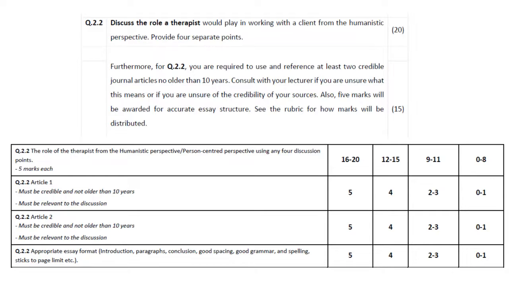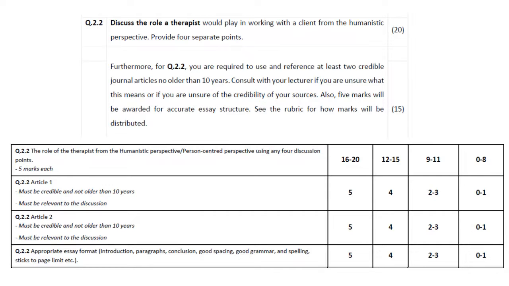But the most important part here, again, is it's asking you to use 2 credible journal articles no older than 10 years. So the same as the question before that, you need to be very careful about the journal articles that you select. And this is an essay question, and I put the rubrics underneath so you can see how the marking is broken down. When we say an essay question, an essay format, it means there's got to be a clear introduction and a clear conclusion. Don't repeat yourself in the introduction and conclusion, make them different, that it's written nicely in paragraphs with good spacing, grammar, and spelling. Very important. You've got marks for that.